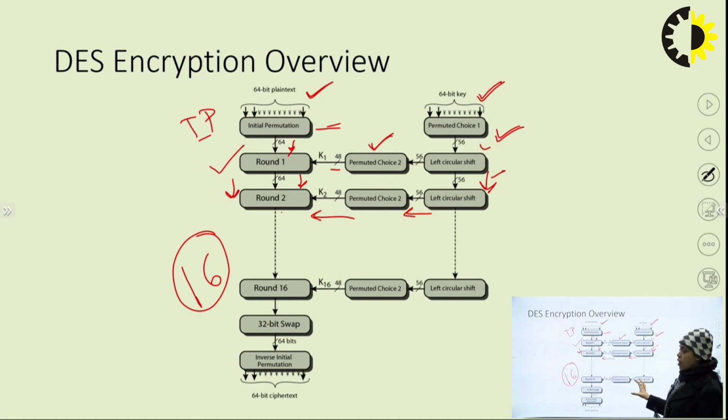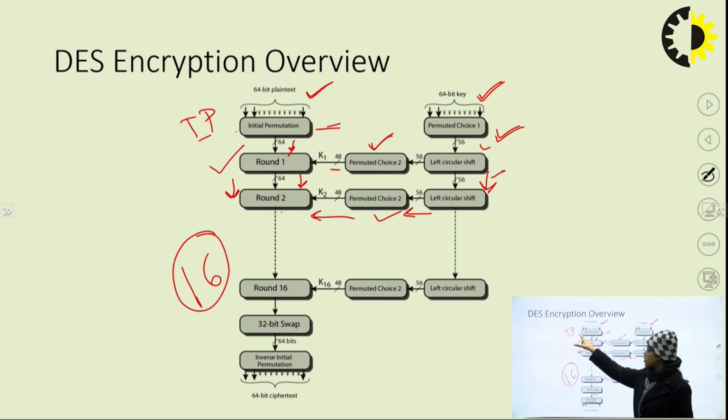All these rounds are similar to each other, the only difference is that we are changing the value of bits in each and every round by passing those bits through certain permutations, combinations and so on. What this initial permutation does and what these rounds are doing, we will discuss in detail in our next slides.